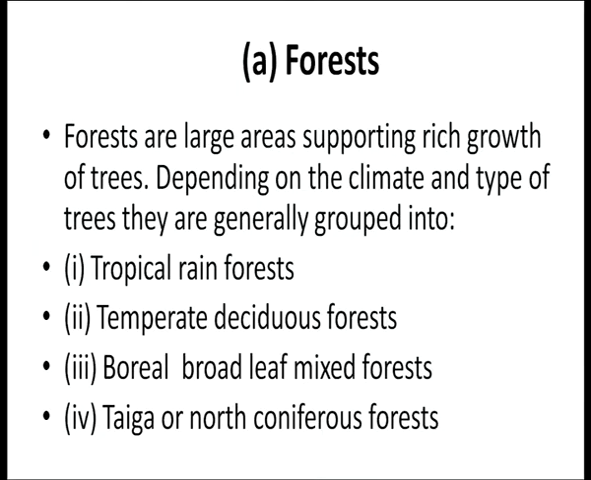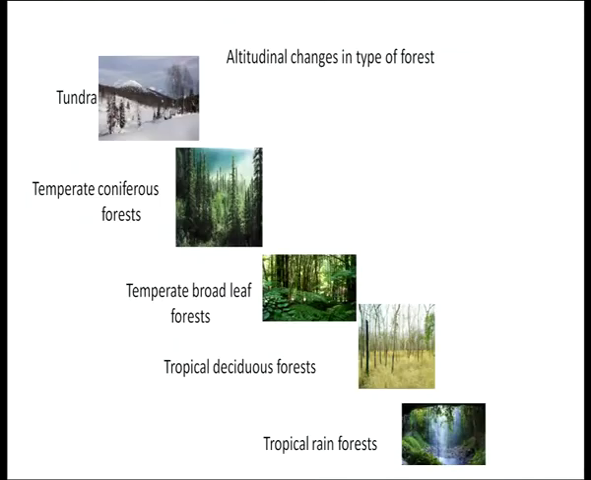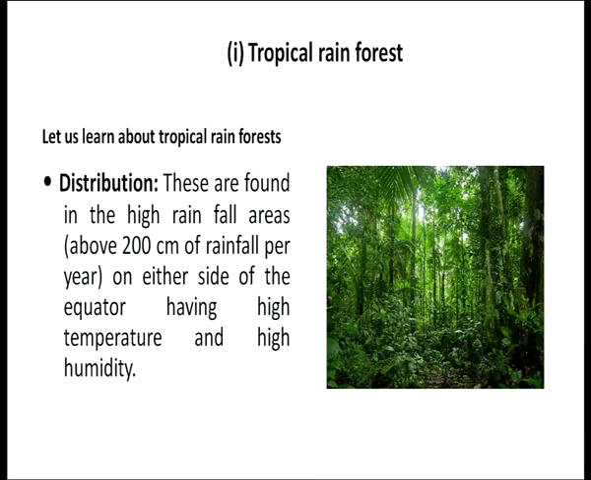Now, let's learn about the forests. The forests are large areas supporting rich growth of trees depending on the climate, and the types of forests are generally grouped into tropical rainforests, temperate deciduous forests, boreal broadleaf mixed forests, and taiga or the northern coniferous forests. This figure shows the altitudinal and latitudinal variation in the distribution of the forests. As explained in the previous diagram, this figure also represents a change from the tropical rainforest towards the alpine and the polar tundra. Now, first of all, let's discuss the tropical rainforest.